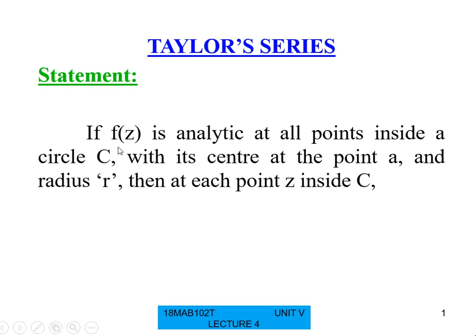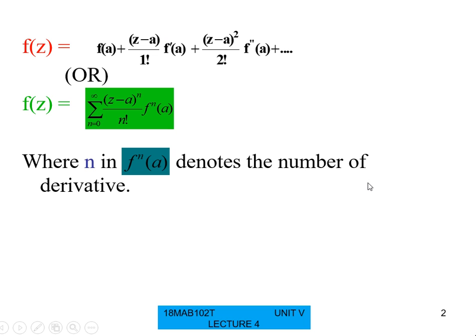Now the statement is, if f of z is analytic at all points inside a simple closed curve C, here it is called a circle with its center at the point A and the radius R, then at each point z inside the circle C, the function f of z can be expressed in this format.